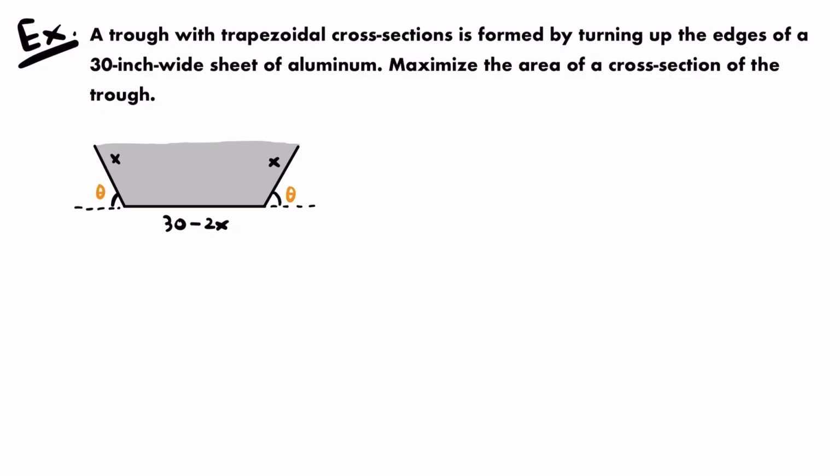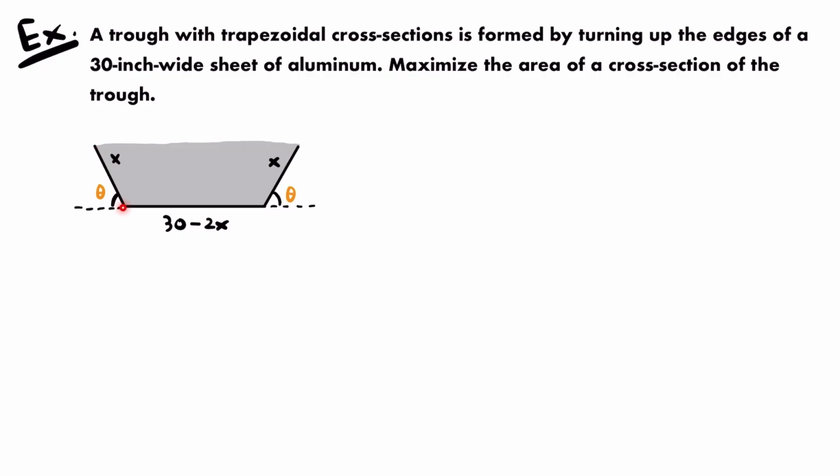Alright, so for our last example, we have a trough with trapezoidal cross-sections that is formed by turning up the edges of a 30-inch wide sheet of aluminum. Maximize the area of a cross-section of the trough. And we're given a picture of one of these cross-sections of the trough. You can see its trapezoidal shape, but of course, because it is a trough, there technically is no top side, even though we can measure it. The trough is open, but the lengths of these two sides are each x, and the length of the bottom side is 30 minus 2x.